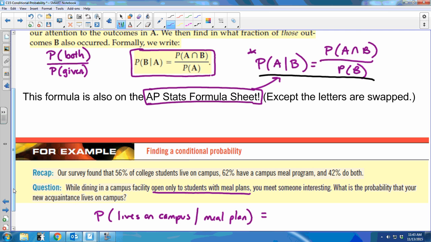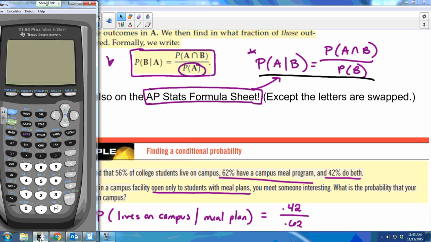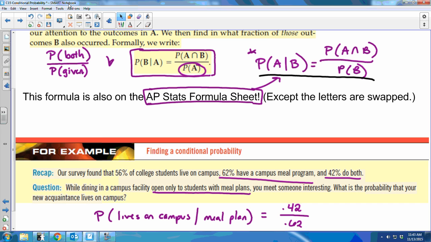So, if you use the formula, what's the probability of having a meal plan and living on campus? 42%. What's the probability of what was given? So what's the probability of having a meal plan? 62%. And so you divide those, I think you get 67. You do. 68, you want to round. So 68% chance that the person that you met lives on campus.